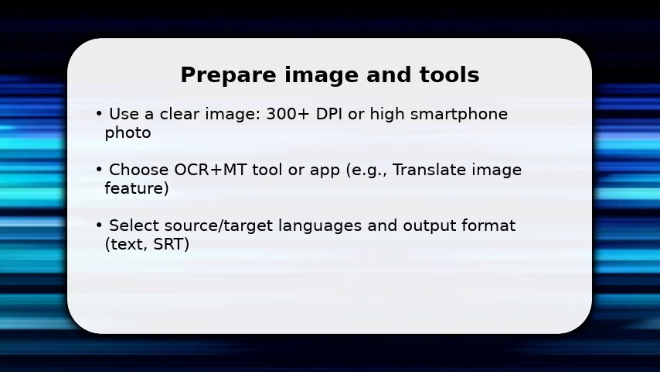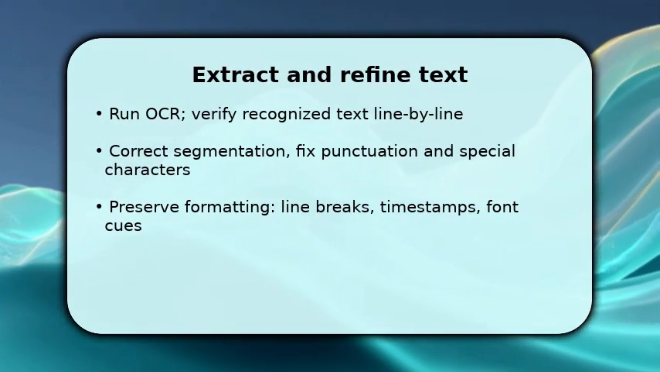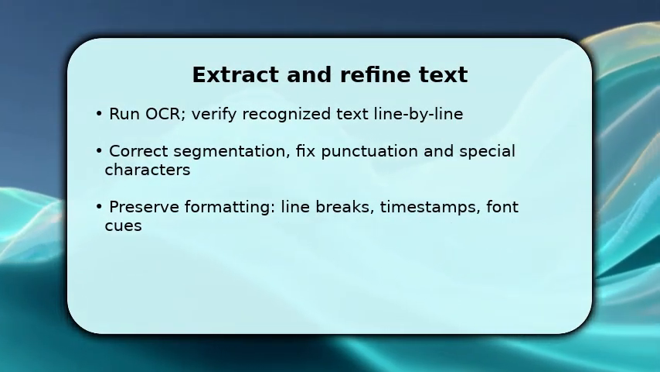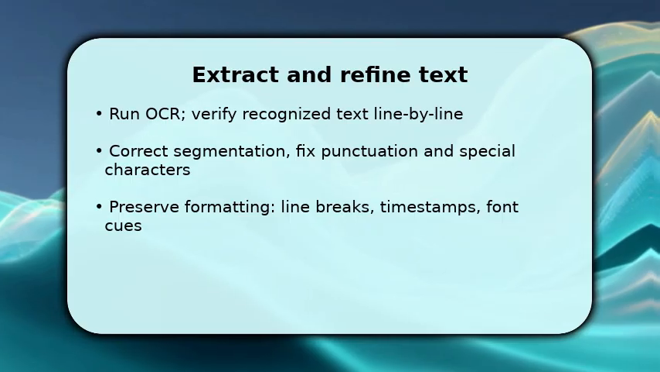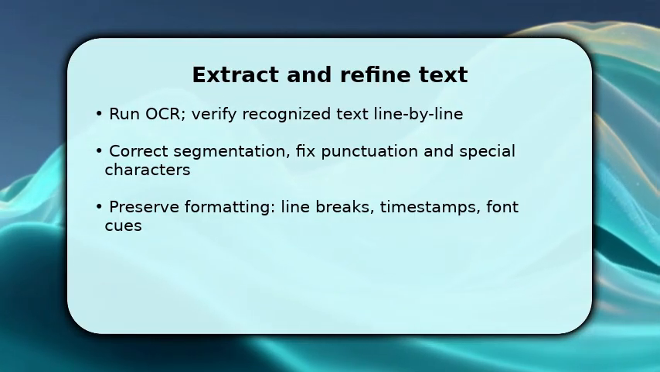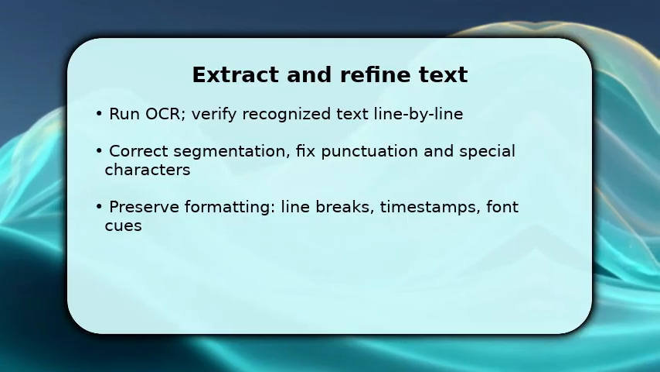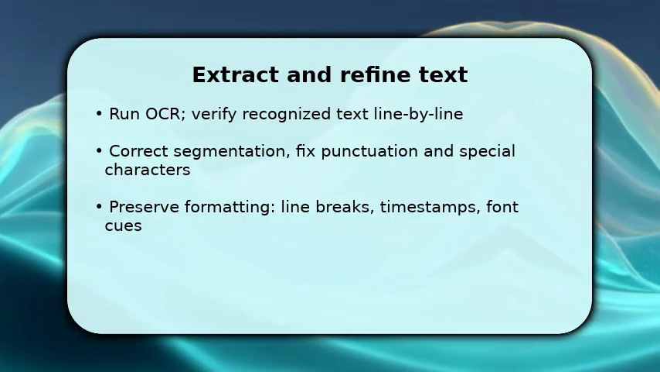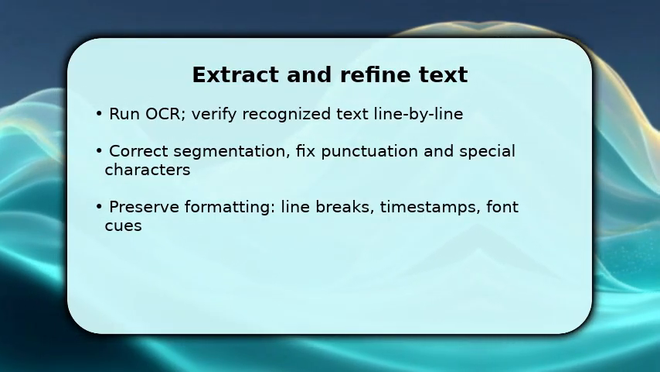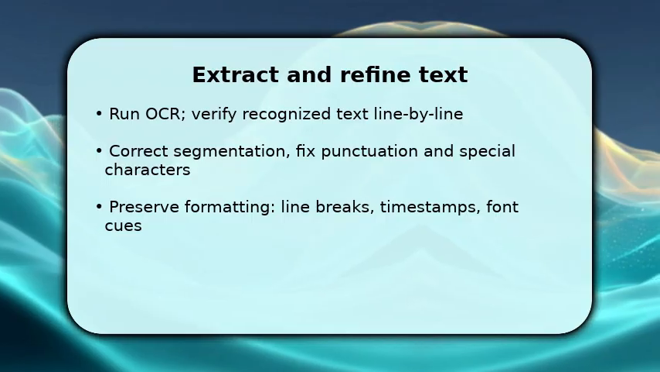You run OCR and inspect every line. Don't trust automatic detection entirely. Correct misrecognized characters, merge or split lines where segmentation failed, and fix punctuation. Those errors change meaning. Use manual mode for messy fonts or images with noise, and apply language-specific rules like diacritics or ligature corrections. Once corrected, normalize spacing and preserve structural cues such as timestamps or headings.